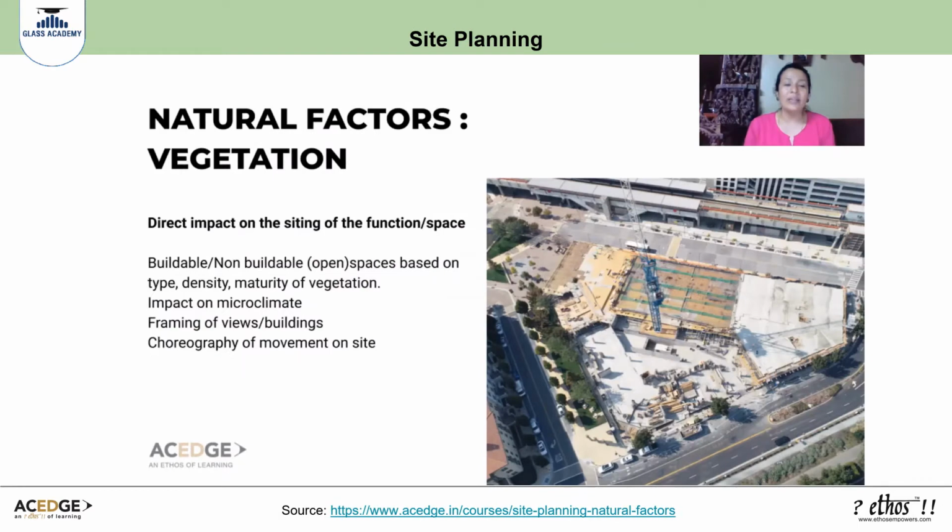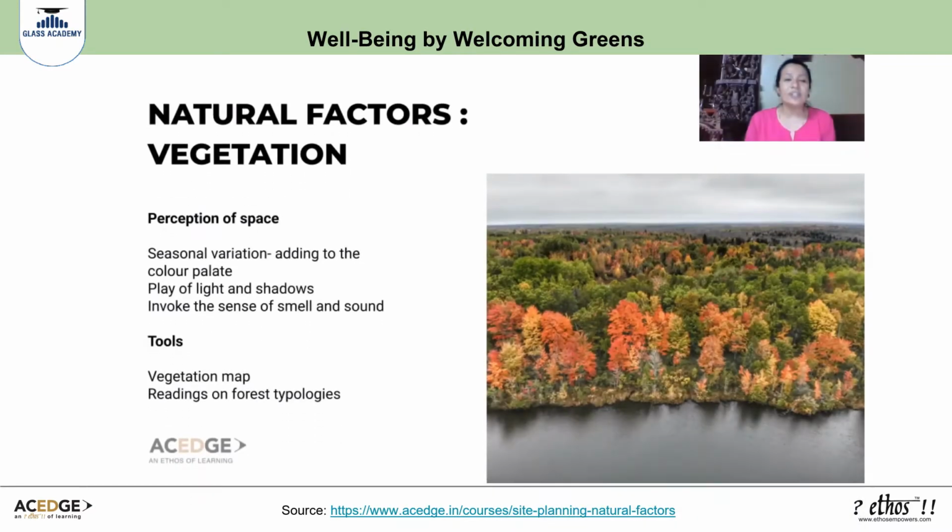Vegetation also impacts microclimate, frames views, and helps in wayfinding on site. It also creates a color palette, in turn promoting well-being for the occupants. The play of light and shadows, smell and sound due to vegetation enhances the overall experience of the space. Tune into this talk by architect Devyani Deshmukh Upasani on site planning and natural factors to study more about vegetation.